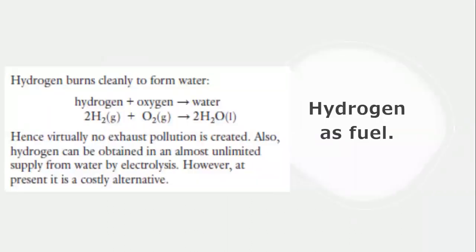Then we have hydrogen gas. Hydrogen gas can be used to make energy as well. Hydrogen gas will burn in oxygen to give you water. It is very clean. It gives you no pollutants whatsoever, and it is really, really clean. Also, it can be obtained in almost unlimited quantities from electrolysis of water. So by doing electrolysis of water, we can get as much hydrogen as we want. So it is a renewable source of energy, right?